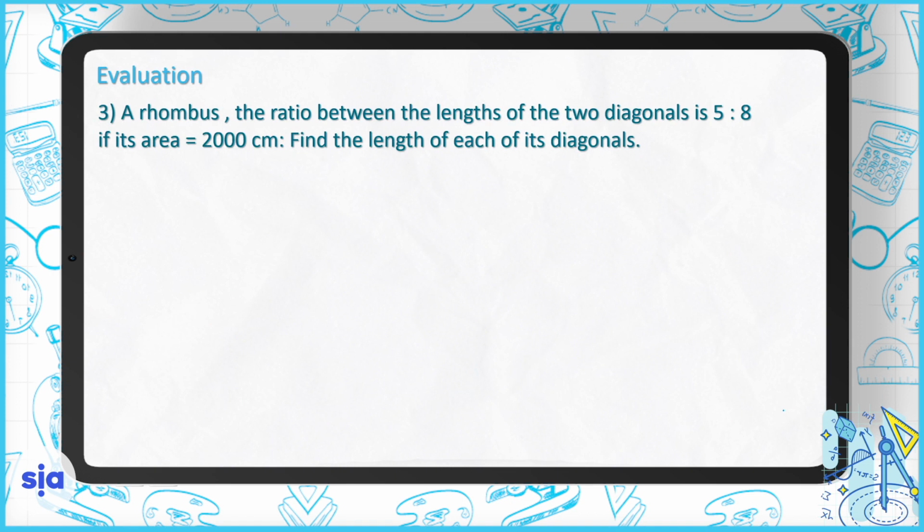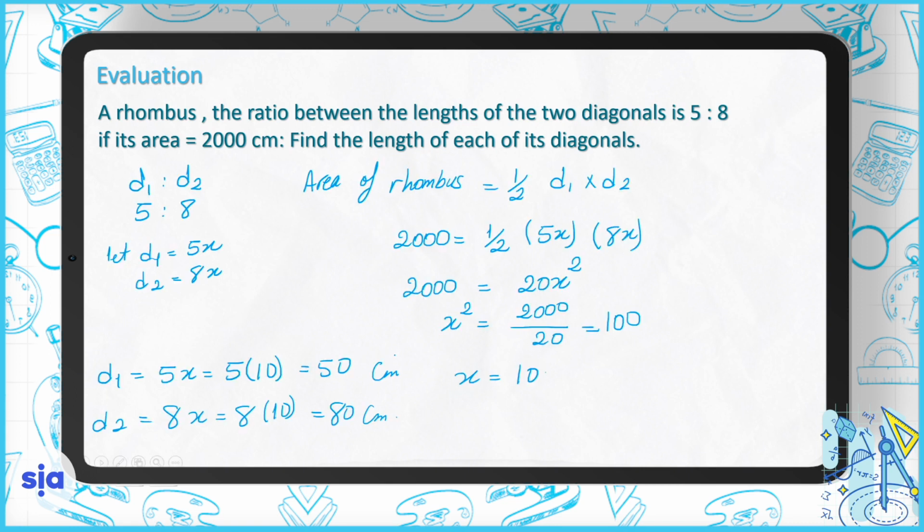Let's now go to the evaluation part. In a rhombus, the ratio between the lengths of the two diagonals is 5 to 8, and its area is 2000 centimeters squared. Find the length of each of its diagonals. Here we are given that the ratio of D1 to D2 is 5 to 8. Let's make D1 equal to 5x and D2 equal to 8x.